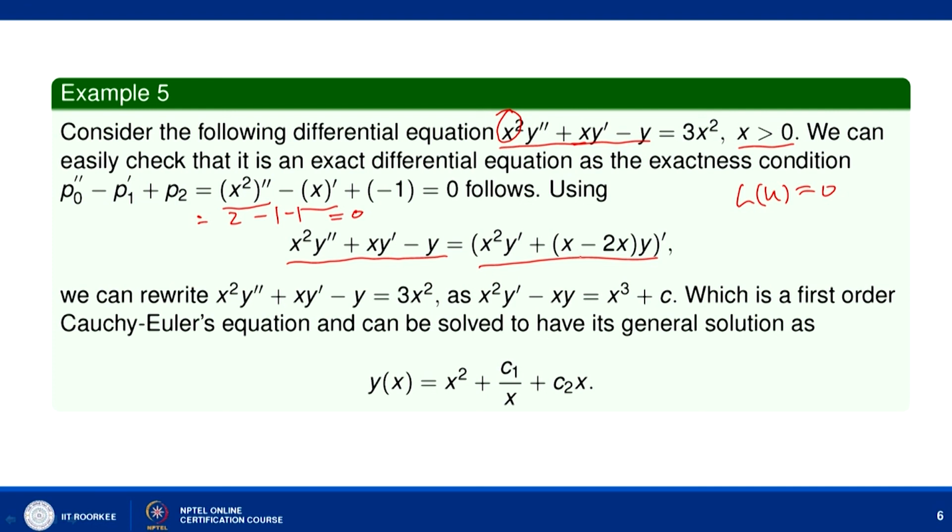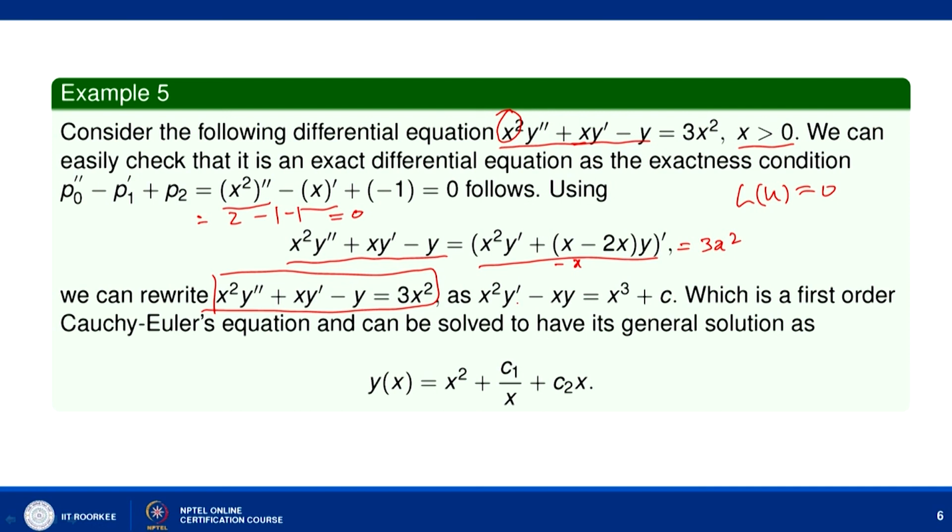Now x minus 2x is nothing but minus x. So we can say that this inhomogeneous differential equation, x square y double dash plus xy dash minus y equal to 3x square, is now written as x square y dash minus xy equal to x cube plus c. Here we are using this because this is written as 3x square. Now integrating both sides, you will get x square y dash minus xy equal to x cube plus c.